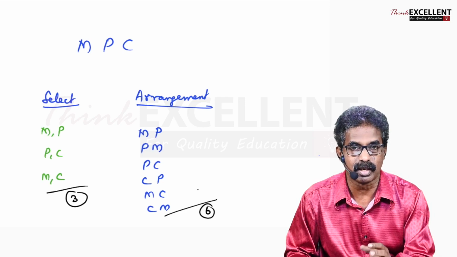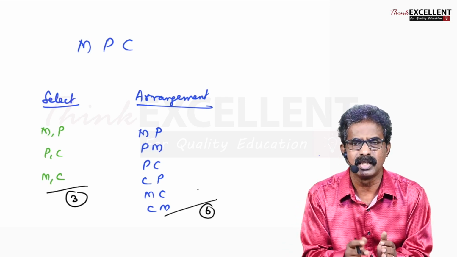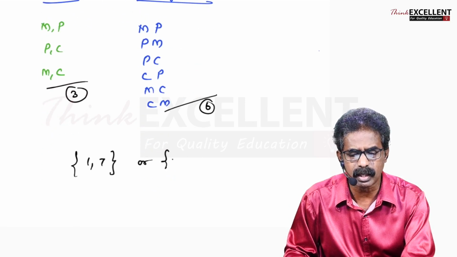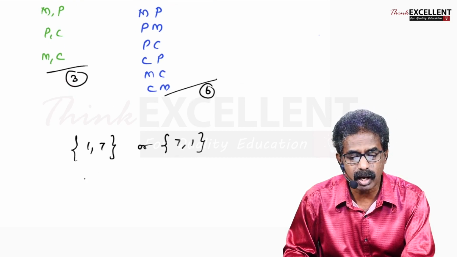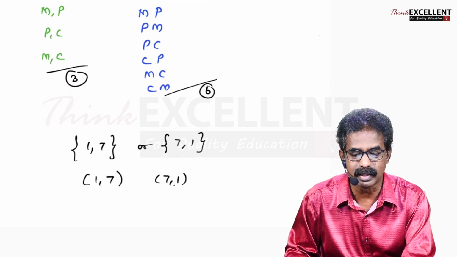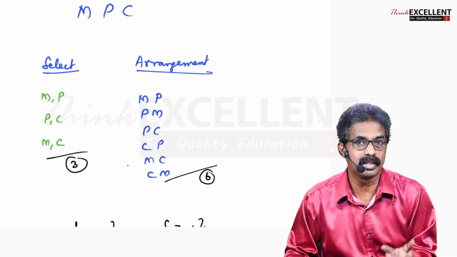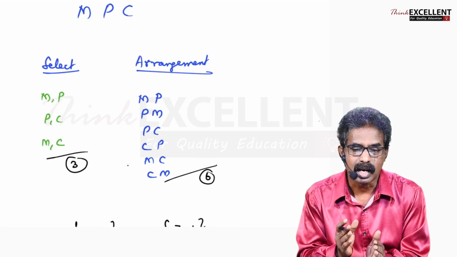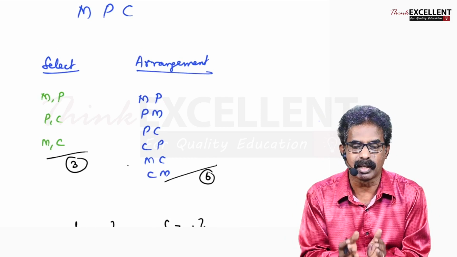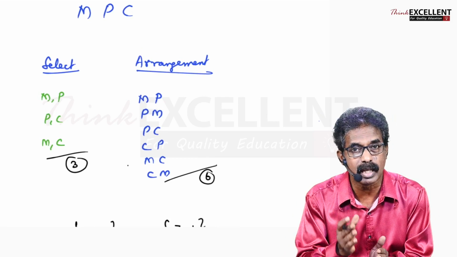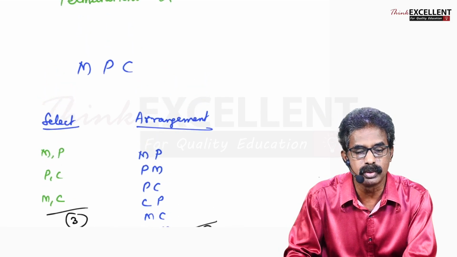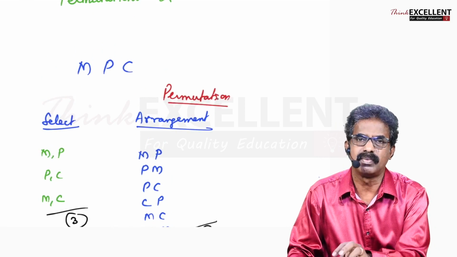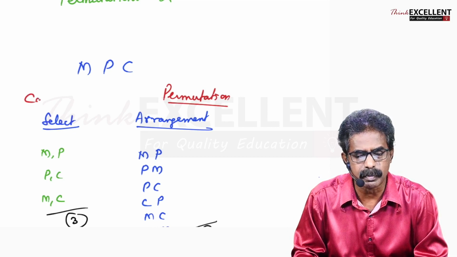You know what order means in an ordered pair. There, the order is important. In a set, you write 1, 7 or you say 7, 1, both are the same, right? But in an ordered pair, (1, 7) and (7, 1) are entirely different, they are not the same. So in some cases the order is important. Whenever there is arrangement, the order is important. We look into the order, we look into the arrangement, and there we have to use permutation. If order is not important and we just select two things, that's all, there we use combination.